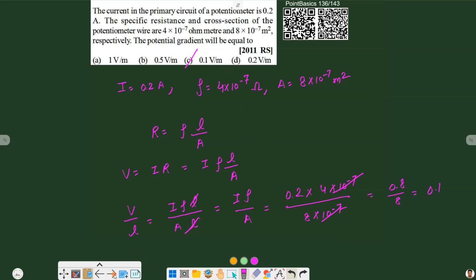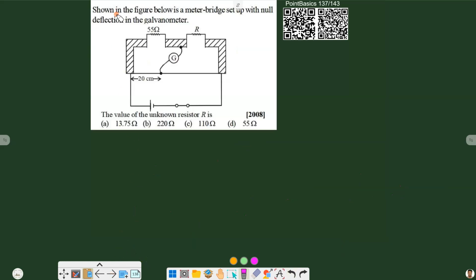Now moving to the next one. Shown in the figure below is a meter bridge setup with null deflection in the galvanometer. The value of R? According to the diagram, with the potentiometer formula, 55 by 20 should be equal to R by 100 minus 20, that is 80. So R is equal to 55 into 4, which means 200 plus 20, 220 ohm. Option B will be the right answer.